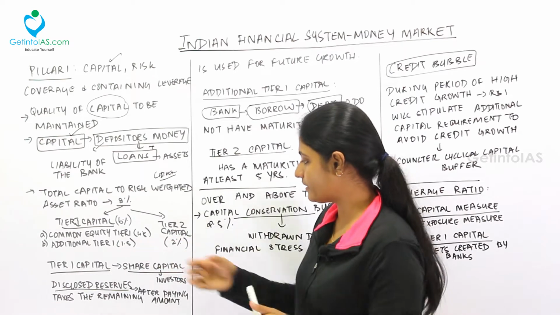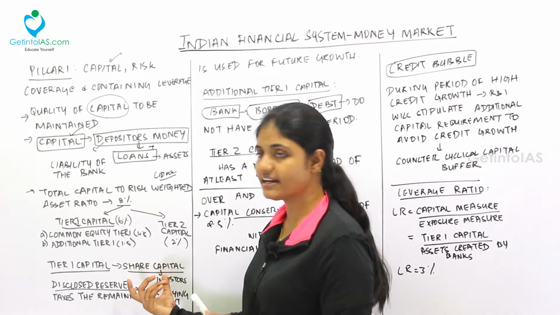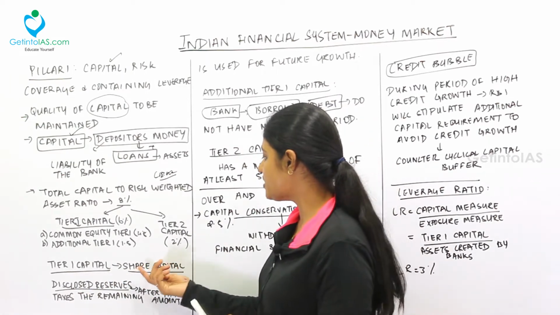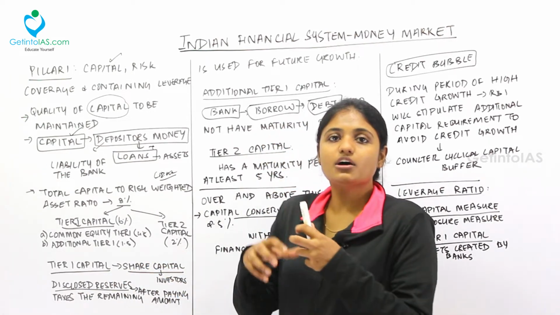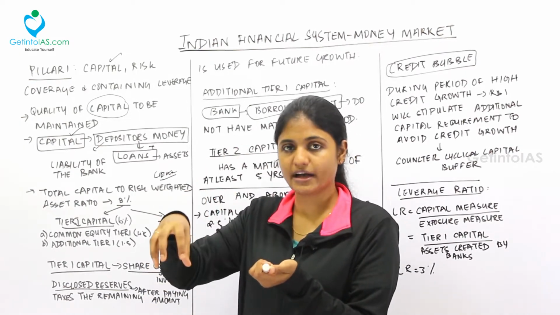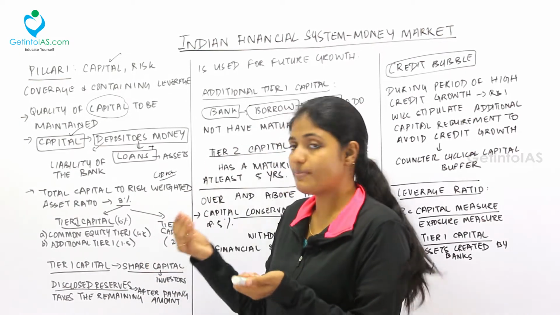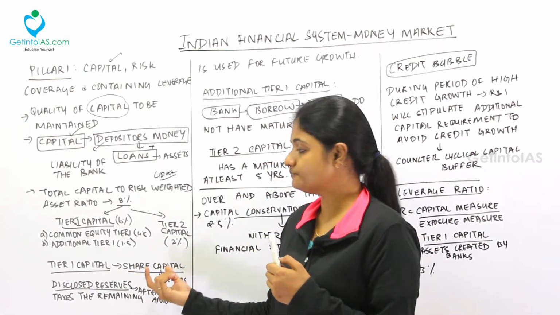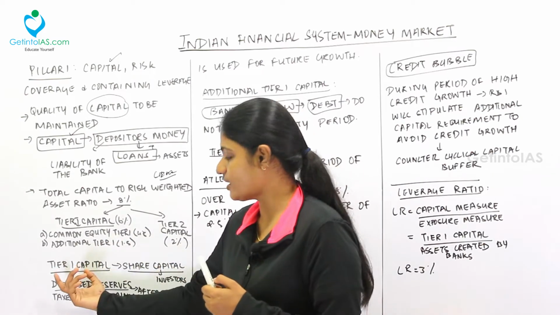Now we'll deal with the tier 1 capital. In tier 1 capital, we have something called the share capital, and you have to know about the disclosed reserves. So what is called the share capital? See, we all are going and investing in a bank. Our money is deposited inside a bank. So that is a share for us. The bank has to return that back to us. So that is called the share capital. That will come under the tier 1 capital.